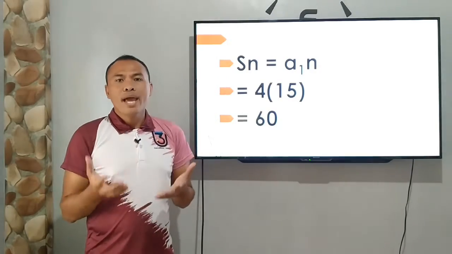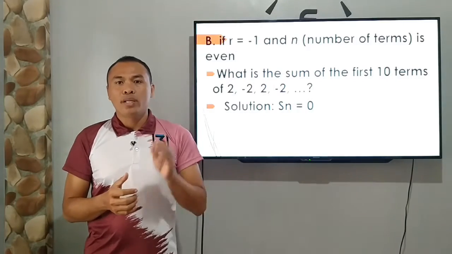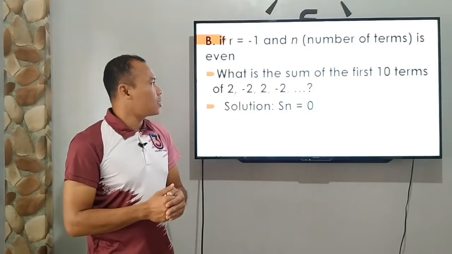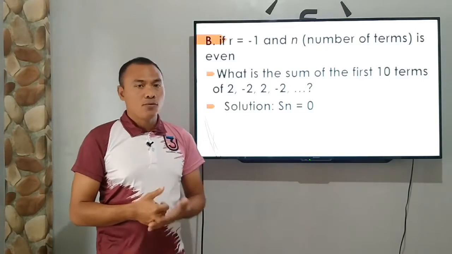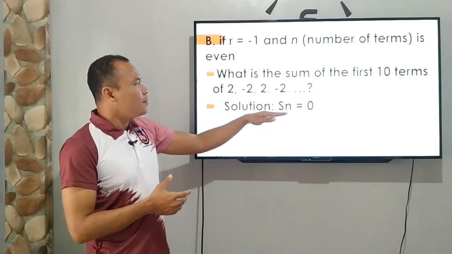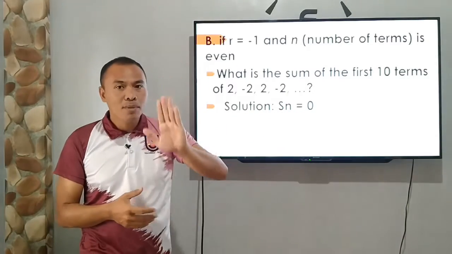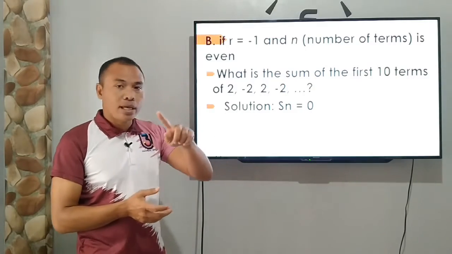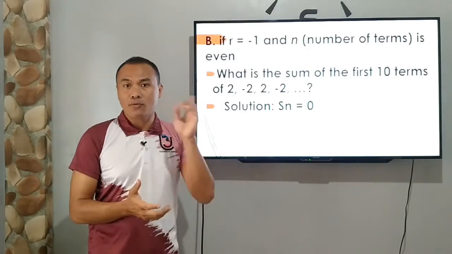Another example, we have the condition when r is negative 1 and n, or the number of terms, is even. Example, what is the sum of the first 10 terms of 2, negative 2, 2, negative 2, 2, negative 2? Here is our solution: S sub n is equal to 0. How do we know r is negative 1? Negative 2 divided by 2 is negative 1. That is our first condition.